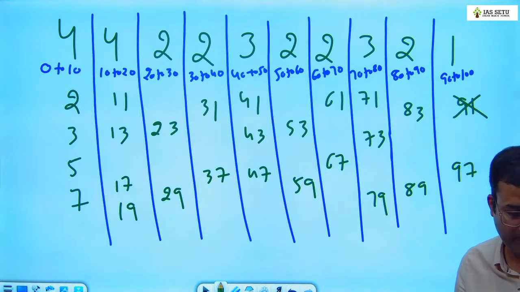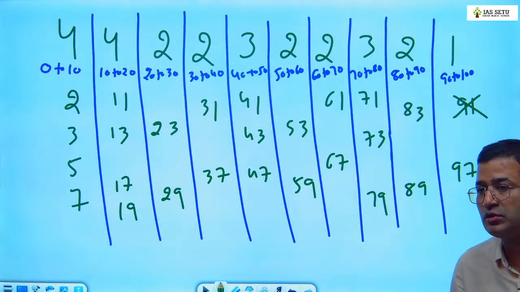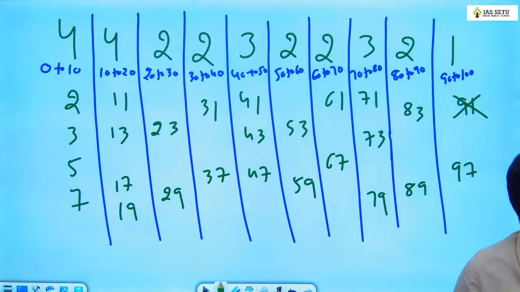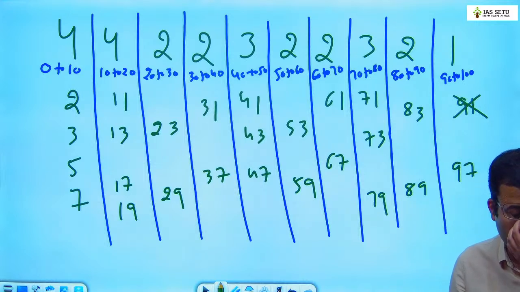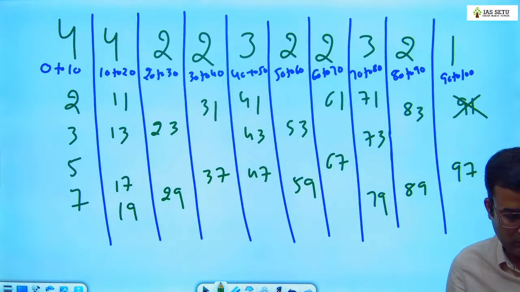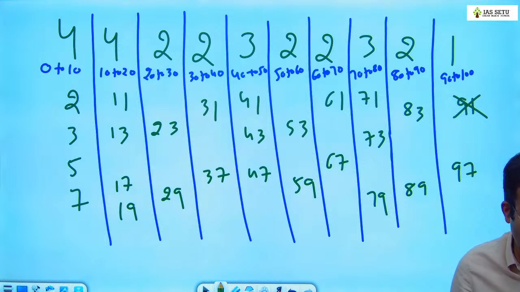Put the heading twin prime. Does anyone by chance know what twin prime is? Note it down: a difference of 2. Two consecutive prime numbers with a difference of exactly 2 are called twin primes.